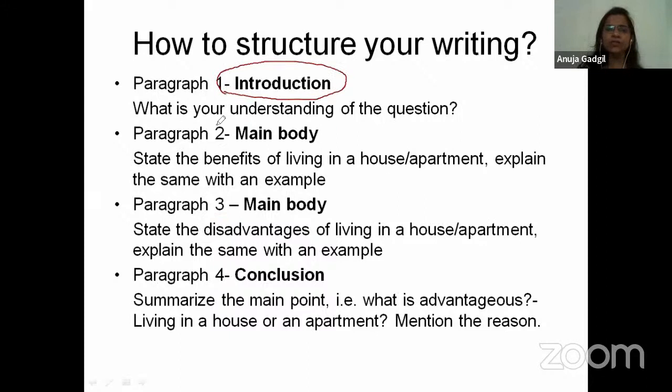Now, this particular question talks about people living in a house and people living in an apartment. People living in a standalone house or bungalow, and people living in a building, in a small flat. Who is having more advantage? Question. So what is your understanding of the question? You are writing the information in the question in a statement form. You are reiterating the thought, re-representing the idea in 1 or 2 lines. Introduce the topic to your readers. Then change the para and write the main body.